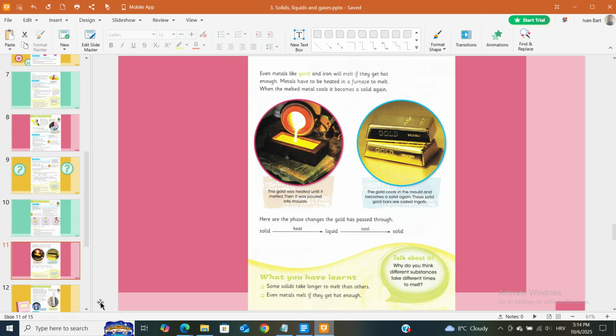Gold. This gold was heated until it melted. Then it was poured into molds. The gold cools in the mold and becomes a solid again. These solid gold bars are called ingots. Here are the phase changes the gold has passed through. Solid, heat, liquid, cool, solid.